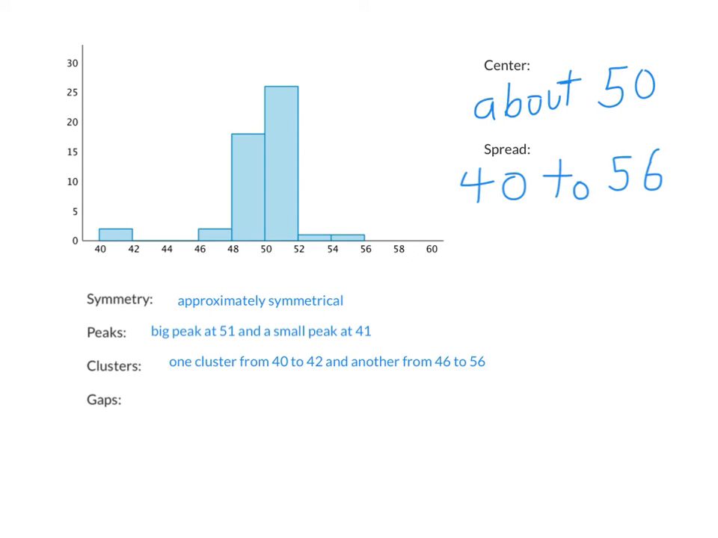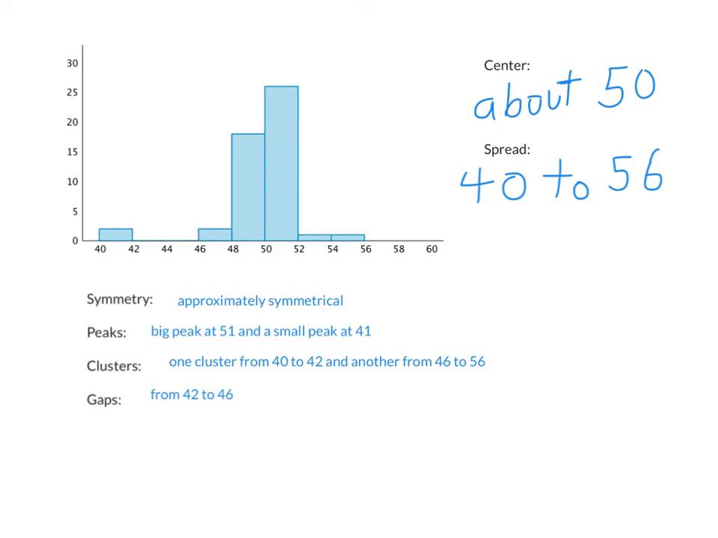Okay, last question. What about the gaps? There's a gap right here. There's a bar over here and a bar over here, and there's space between them. There's nothing over here, but it's not a gap because there aren't any bars over here. So we have a gap from 42 to 46.